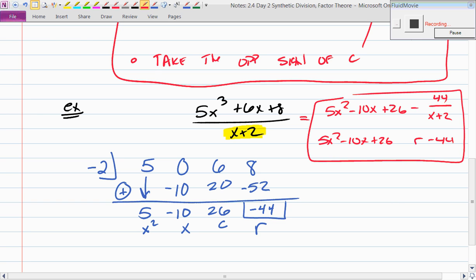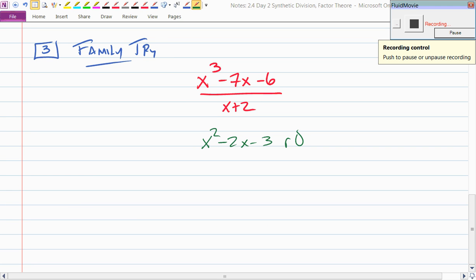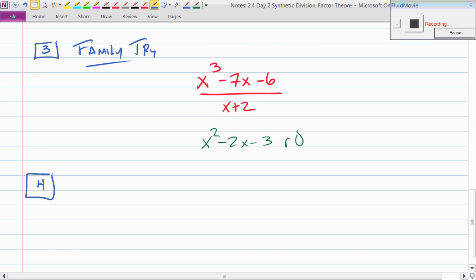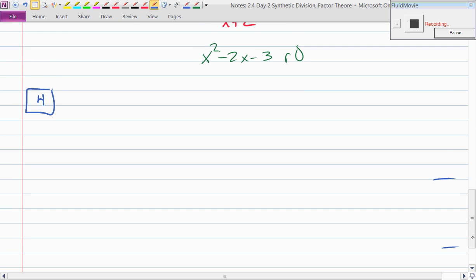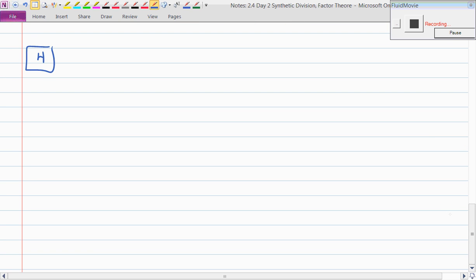2x minus 3 with a remainder of 0. Do you guys get that? X squared minus 2x minus 3 remainder 0, yes? No, Rachel did not get that. Okay, what'd you do? Can you figure out what you did wrong really quickly? Oh, yeah. Okay.